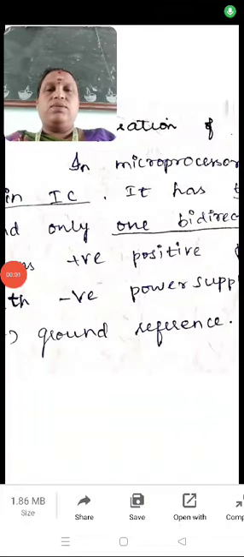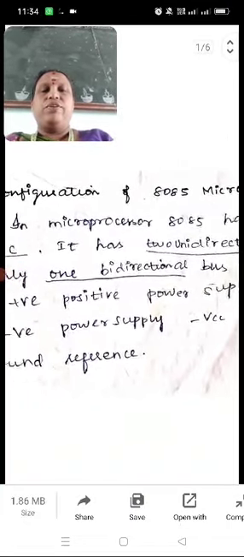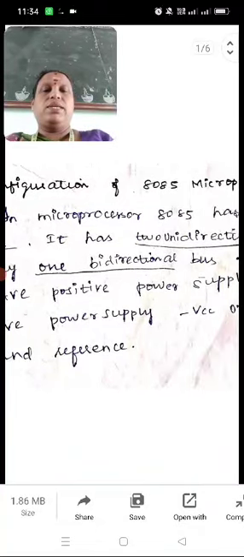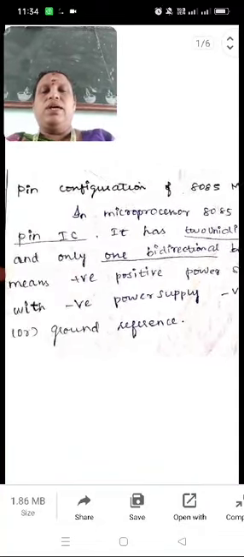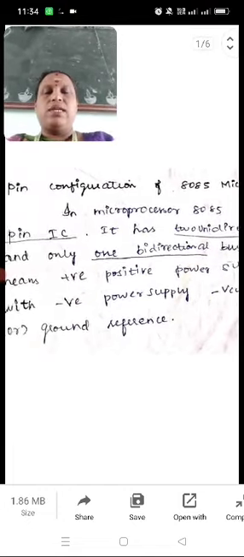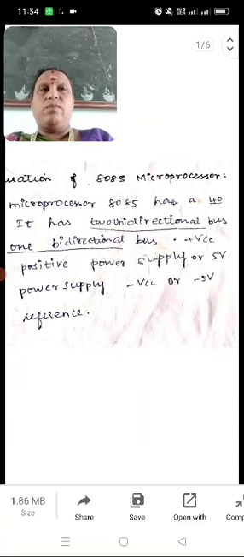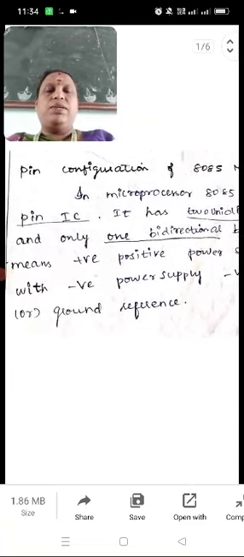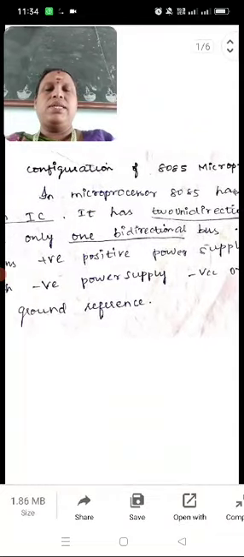Good morning students. Today we will discuss the pin configuration of the 8085 microprocessor. The 8085 microprocessor is a 40-pin IC. It has two unidirectional buses and only one bidirectional bus. Plus VCC means positive power supply and minus VCC means negative power supply.